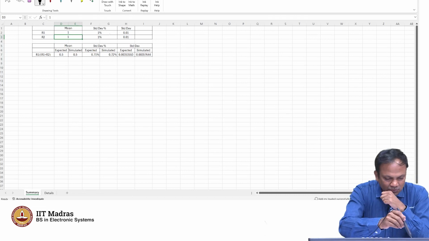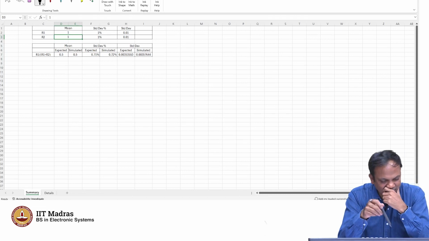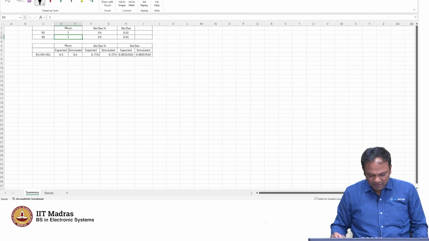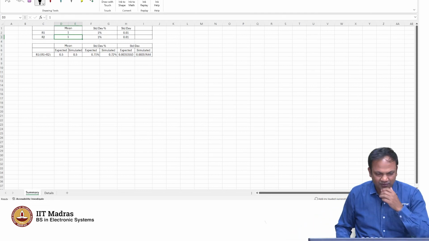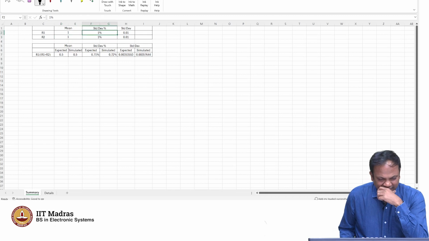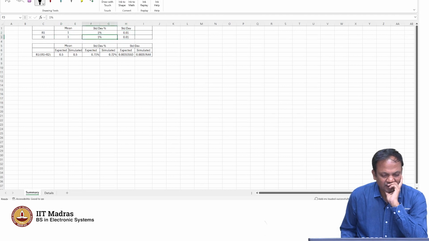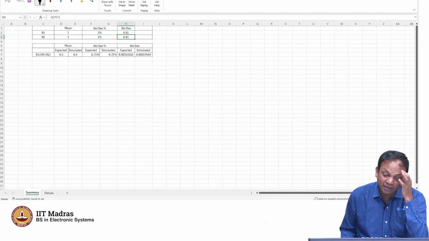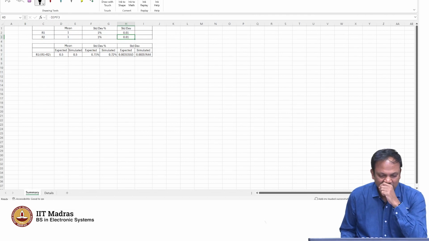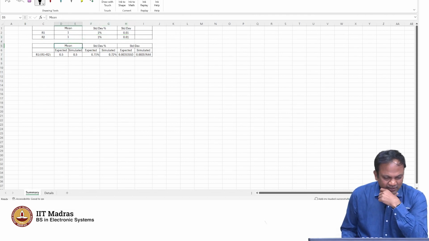Okay, so let's say the average value of R2 is 1 ohm, and then I'll use the keyboard here. Then we have the standard deviation of R1 is 1% or 0.01, and R2 is 1%, right? Because the mean is 1, the actual standard deviation will be just 1%, which is 0.01 times the mean value, which is 1, right? And then here you can see I have two columns.